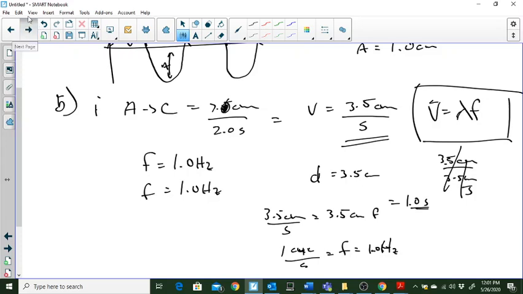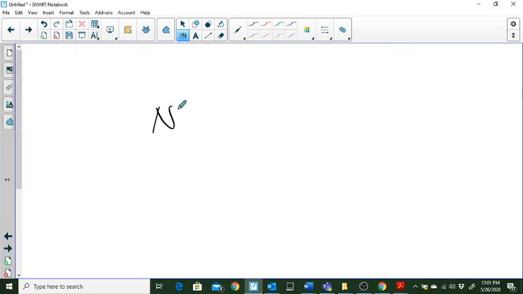That's equal to 1 hertz. All right. So new lesson tomorrow.